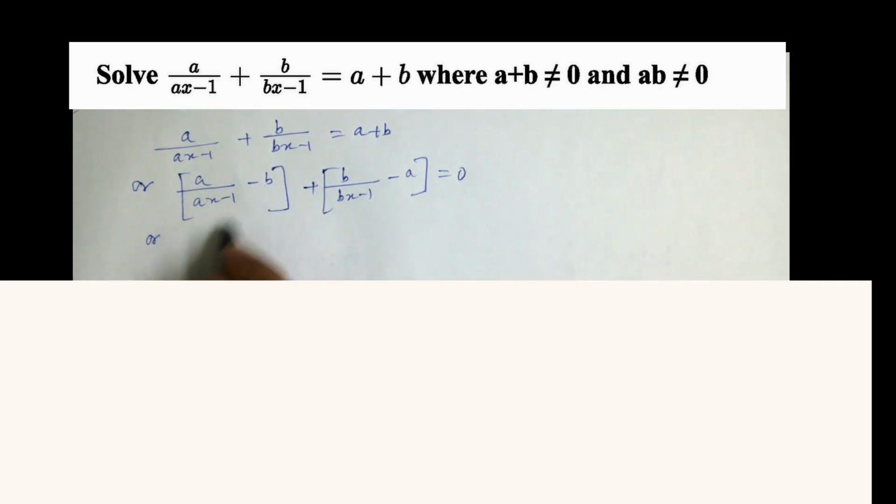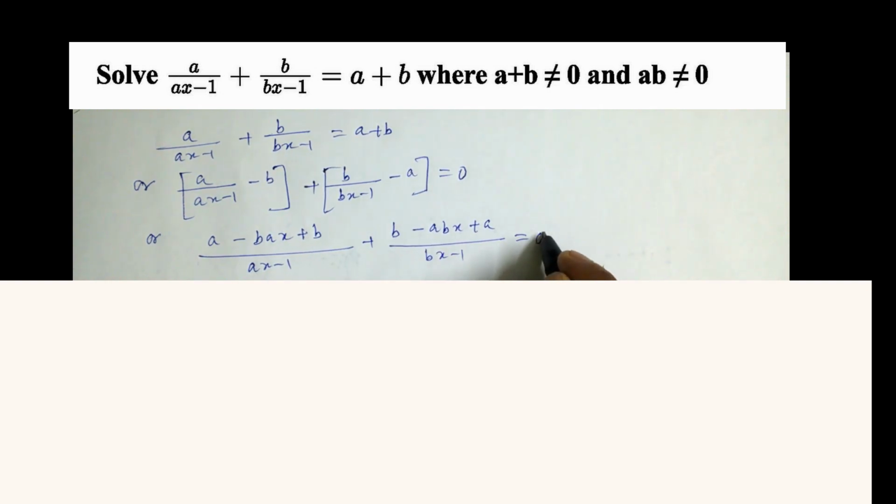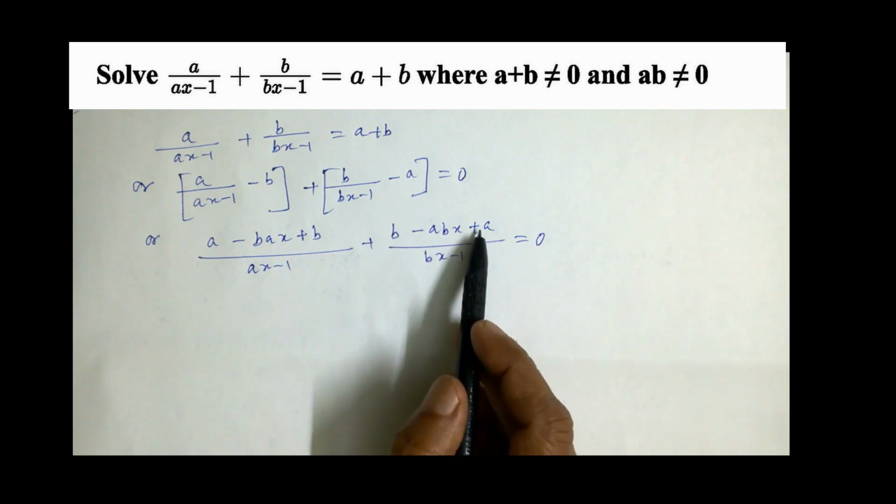So now simplify the bracketed expression: minus abx plus a plus b, minus abx plus b plus a, over bx minus 1, that is equal to 0. Now see, numerator a minus abx plus b, here numerator b minus abx plus a. If we write ab by ab, these two will be the same.